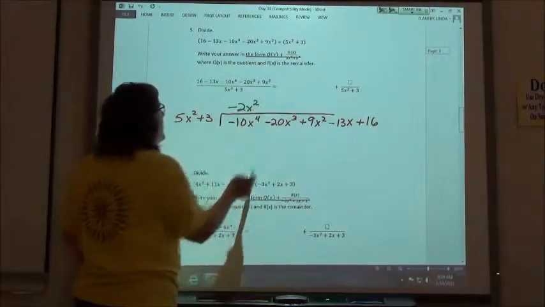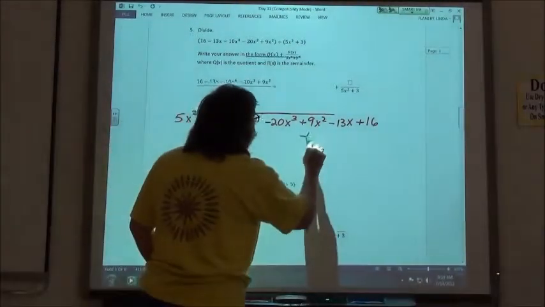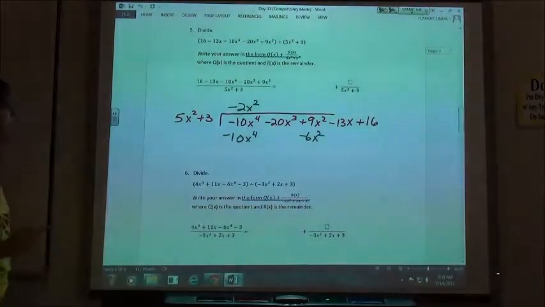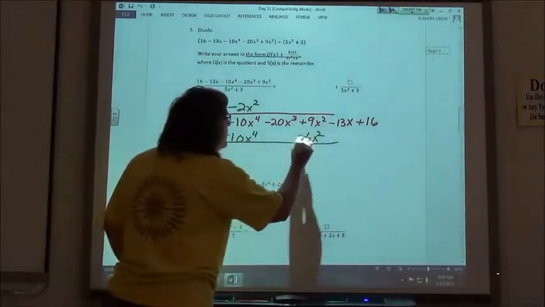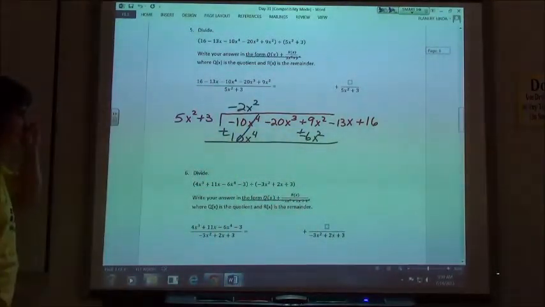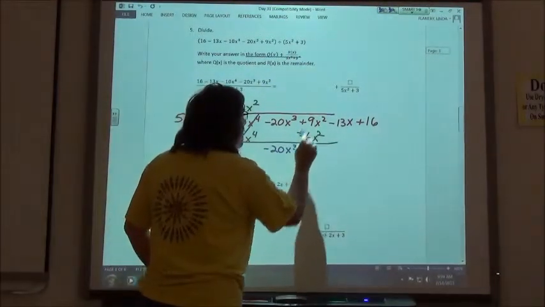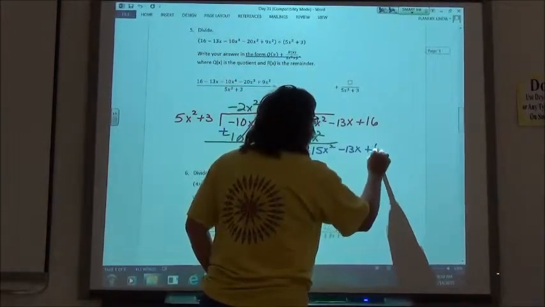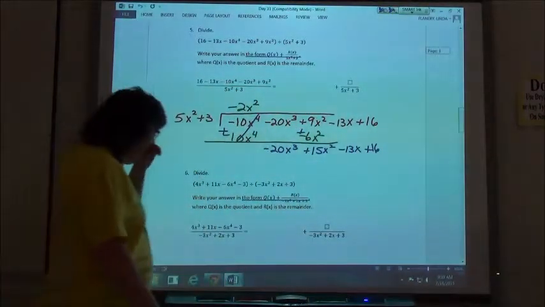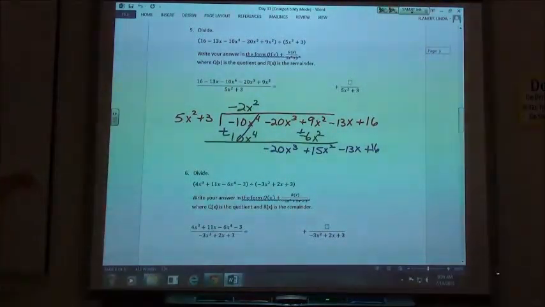Negative 2x squared. So we're going to get a minus 10x to the 4th, and then we're going to get a minus 6x squared, so we want to line that up in the right column. We need to subtract, so we change our signs. And we're going to bring down negative 20x to the 3rd plus 15x squared minus 13x plus 16. And so what times 5x squared gives us negative 20x to the 3rd?